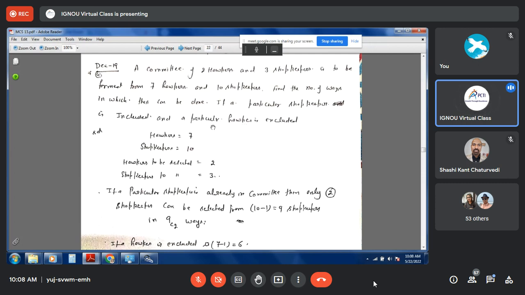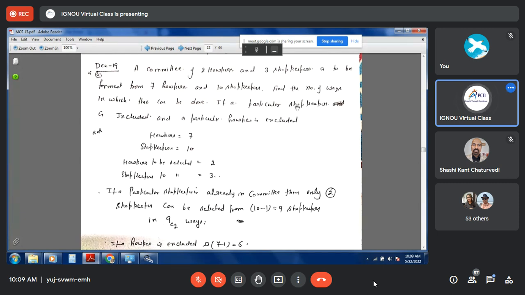Now, first of all, write the bifurcation. Hawkers are 7, shopkeepers are 10. Hawkers to be selected 2 and shopkeepers to be selected 3. But a particular shopkeeper is included. It is our close friend. We say we will keep you in the committee. Got it? It means you have to select how many shopkeepers? 3, but one is already in the committee. He is very close to us. How many shopkeepers will we have to select? 2. We will select only 2. The third is our favorite.